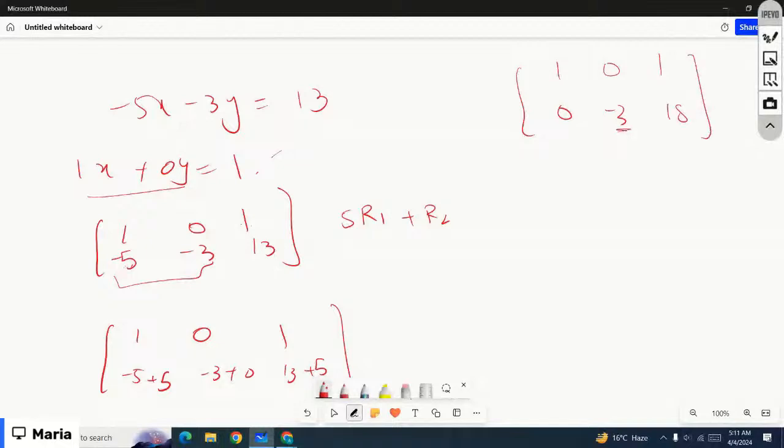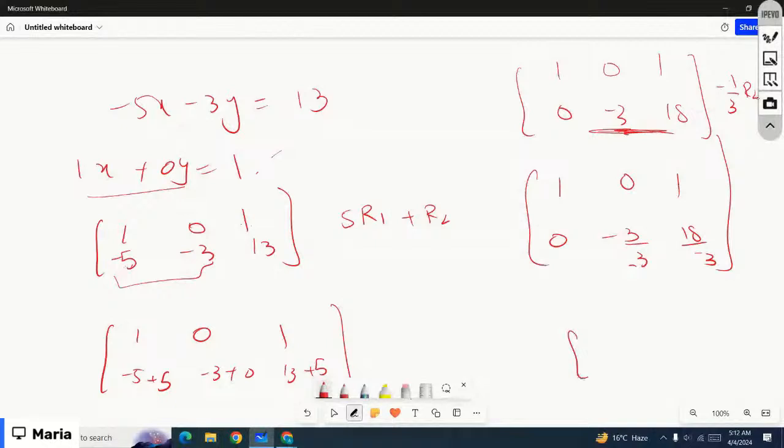You need to make 1 over here. Divide this row by negative 3. You have to do negative 1 over 3 R2. You have 1 0 1, 0, negative 3 over negative 3 is 1, and 18 over negative 3 is negative 6. So you can see here you have the identity matrix, and the solution of the system is now 1 and negative 6.